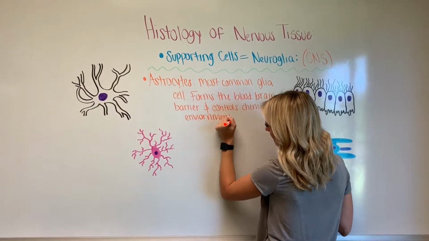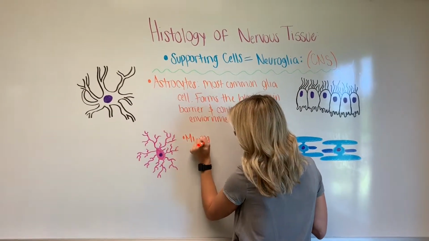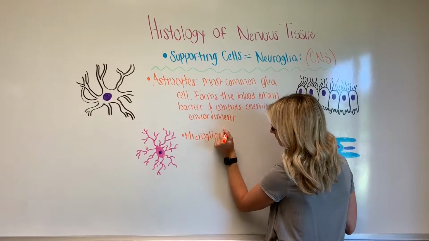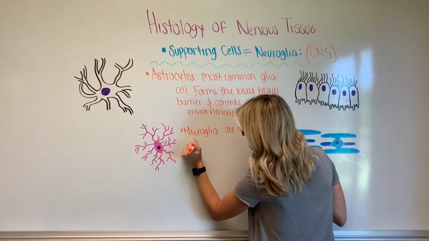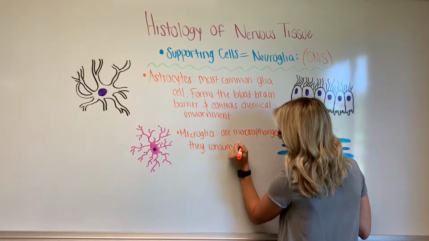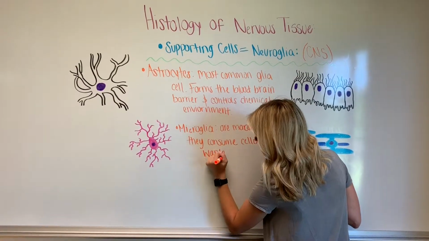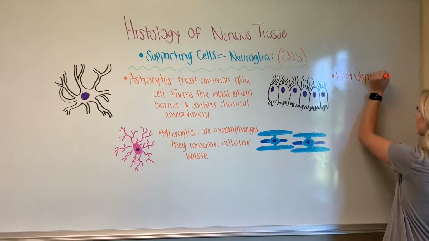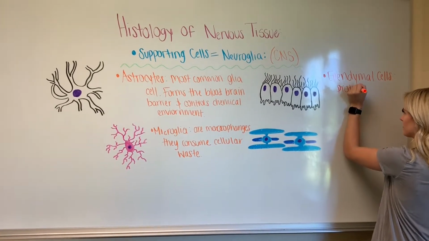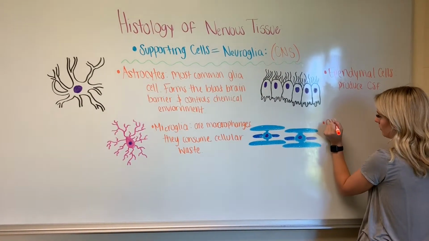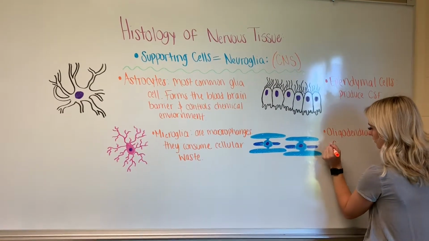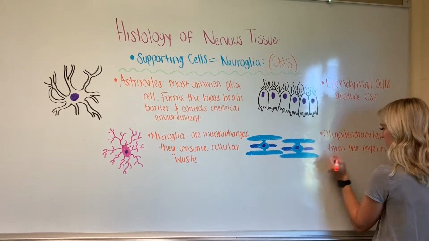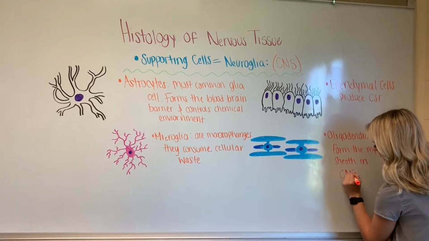The next glial cell we'll be discussing is the microglia. These cells are known for being macrophages. They are the cells that consume cellular waste. Moving on to the ependymal cells, these cells line the CSF-filled ventricles in the brain and spinal cord. They produce cerebrospinal fluid. Lastly, we have the oligodendrocytes. These cells form the myelin sheath and provide support and insulation to axons in the CNS.